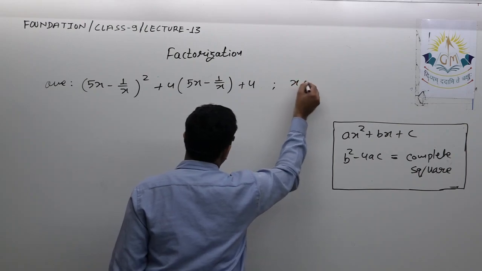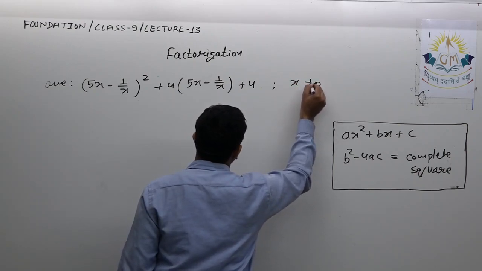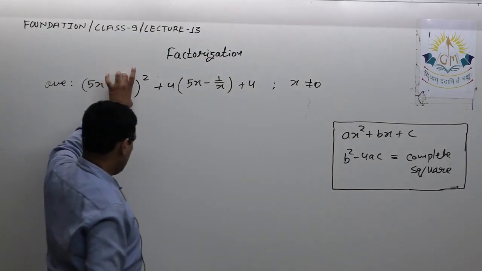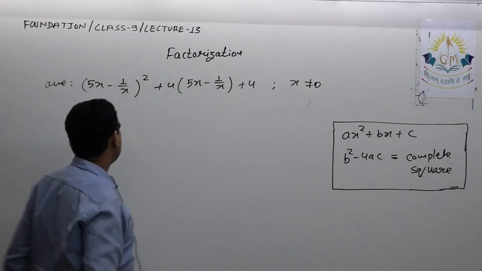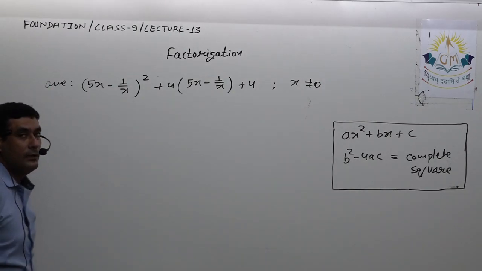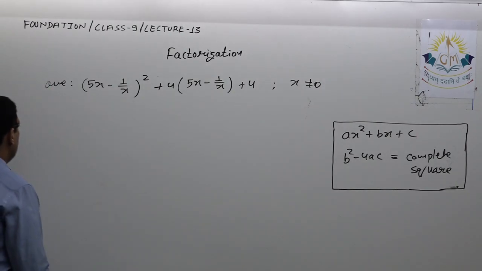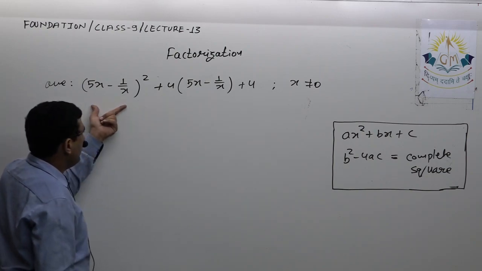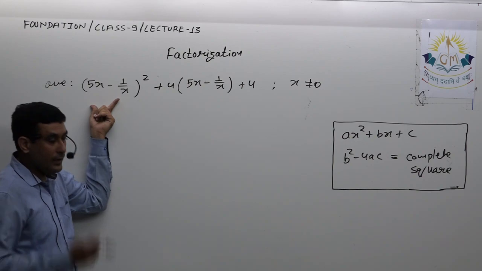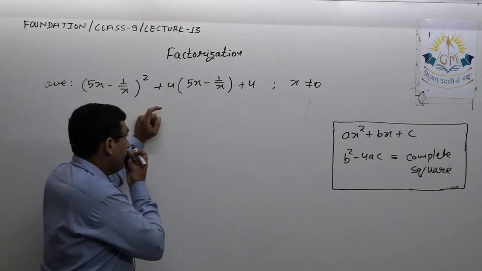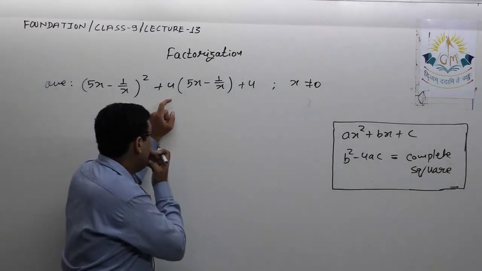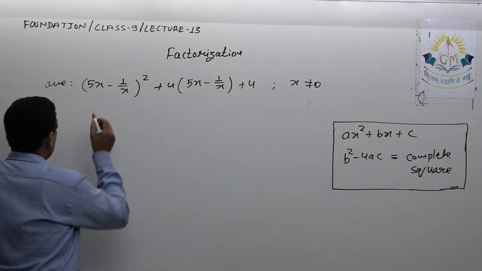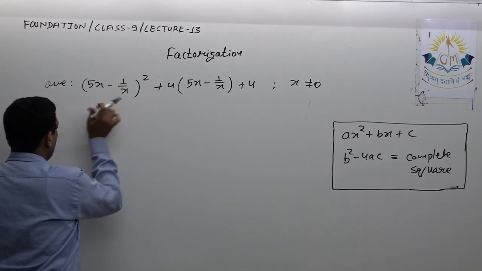Here it is given x is not equal to 0. Why x is not equal to 0? Because if x becomes 0, this won't be defined. So here you have to find the factors of this expression. If you observe a little bit carefully, this is a complete square. If I say this is y, then actually this will become y square plus 4y plus 4.